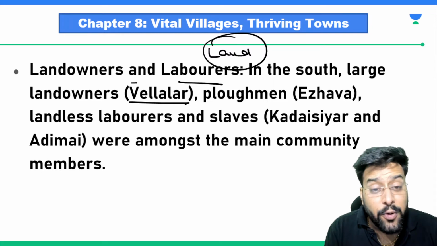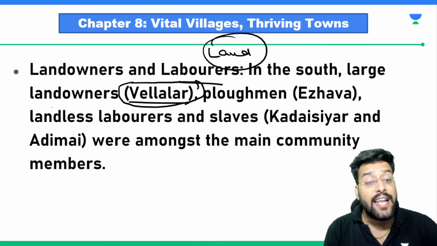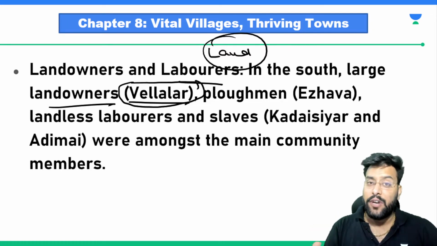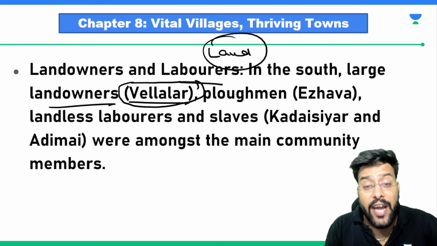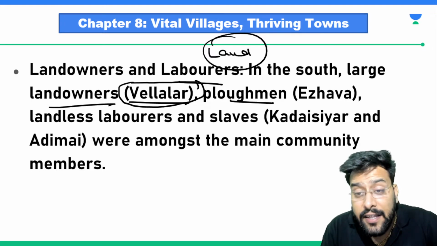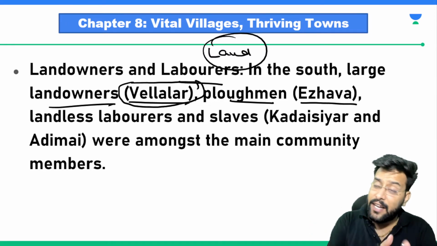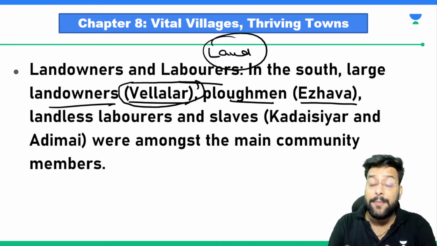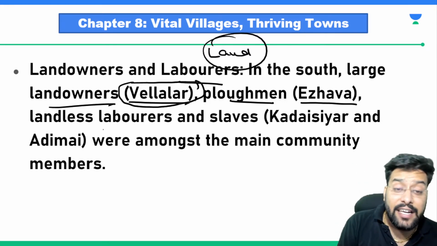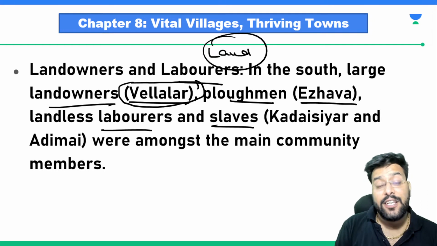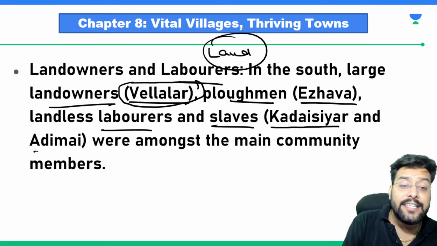There was a term known as Velalar. So these Velalars were whom? They were the large landowners of southern India. The people who owned a large chunk of land were known as Velalars. Then we had plowmen. They were known as Izava. So we need to remember, Velalar were the large landowners. Then there were people who were plowing the fields of these large landowners. They were Izavas. Then there were landless laborers and slaves. People who had no land were known as Kadaisiyar and Adimai, who were slaves.